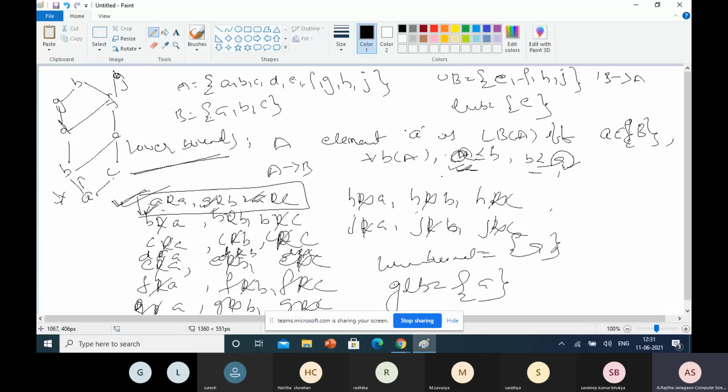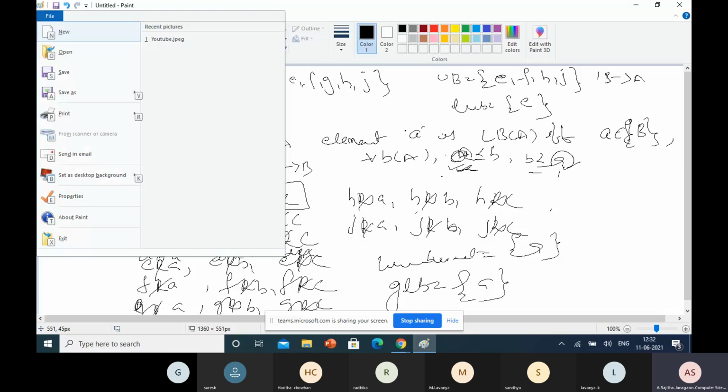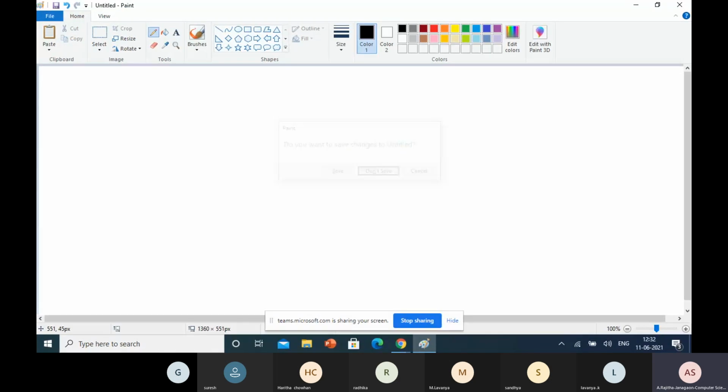Suppose it contains more than one, then we can find out which is closer to this ABC. That is what the greatest lower bound is. So this is the upper bound and lower bound, LUB and GLB. Now you can see one more example for this upper bound and lower bound.